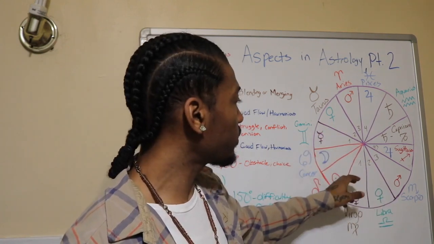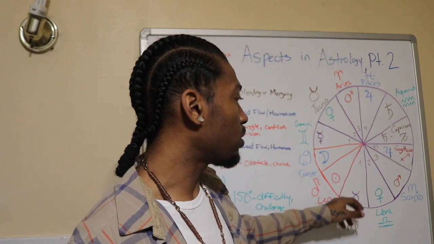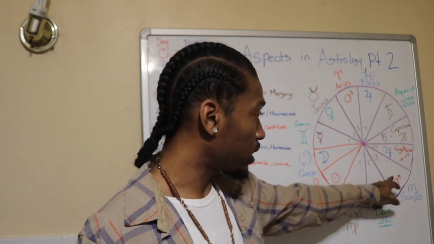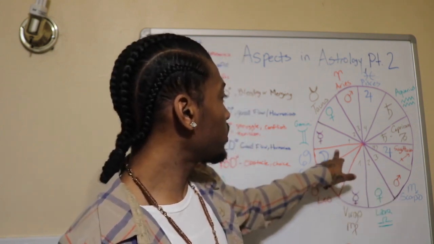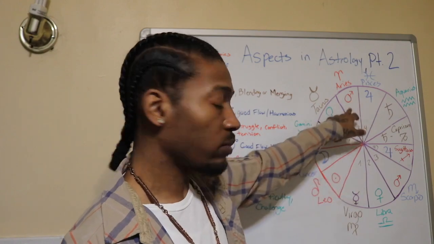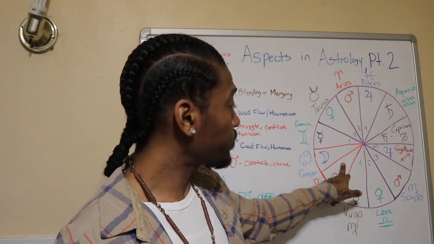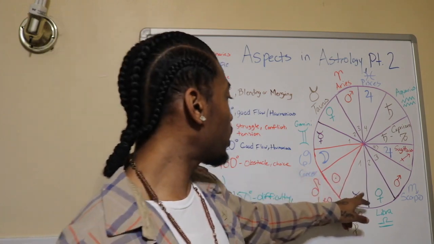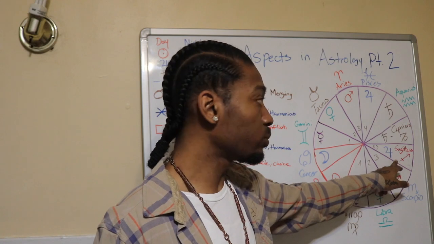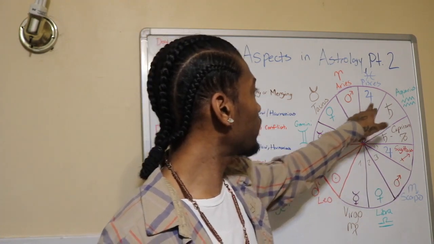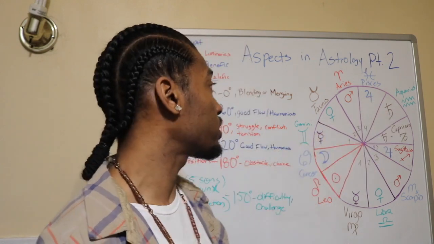Now let's do the same thing. 3 signs away from the sun, 1, 2, 3. We got Scorpio, a Mars ruled sign, right? Same thing with the moon, 1, 2, 3. We got Aries, a Mars ruled sign. Now, let's go 4 signs away. We got the sun over here, and 1, 2, 3, 4. We got a Jupiter ruled sign, Sagittarius. Now let's go from the moon. 1, 2, 3, 4. Pisces, another Jupiterian sign.